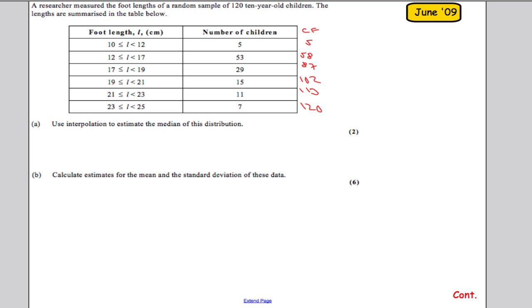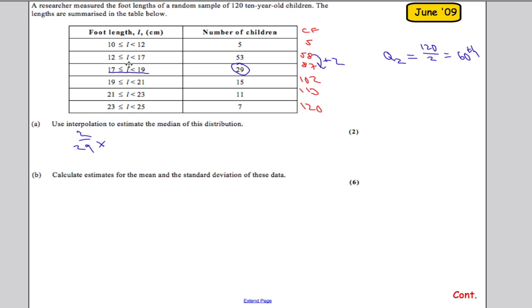Okay, so we're trying to estimate the median. So if there's 120 people in the group, that means the median, or Q2, is going to be the 60th value. So where does that 60th value occur? Well, at this stage here I've got 58, then I've got 87, so I'm going to need another 2 people out of this group. So I need 2 people out of the 29 that's involved for this group here. So I need 2 out of 29 multiplied by the class width.